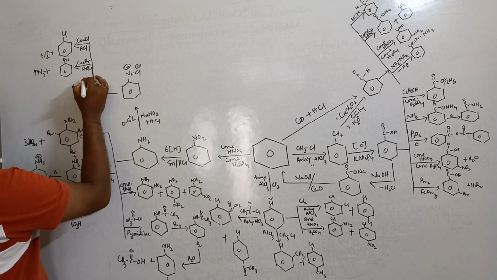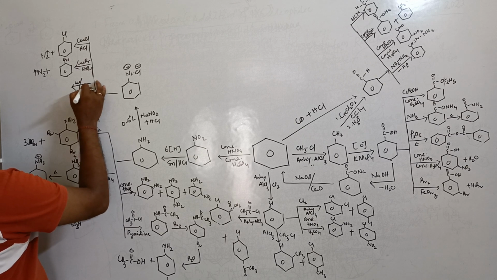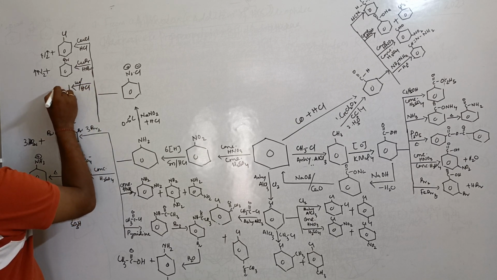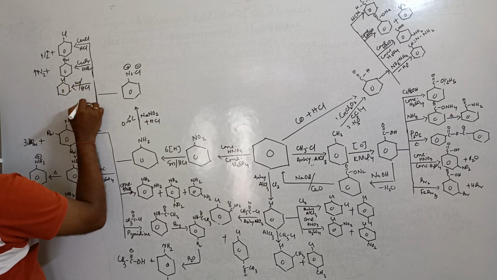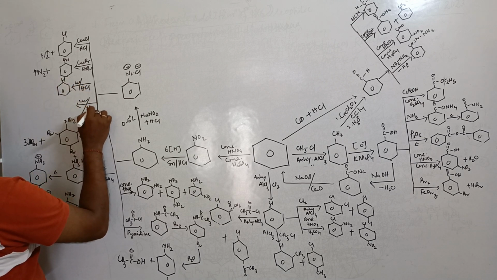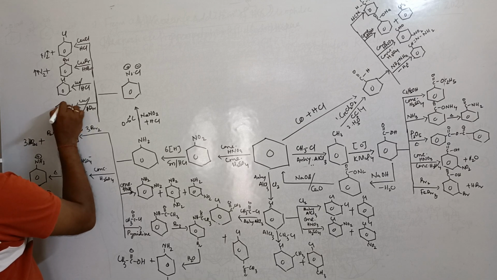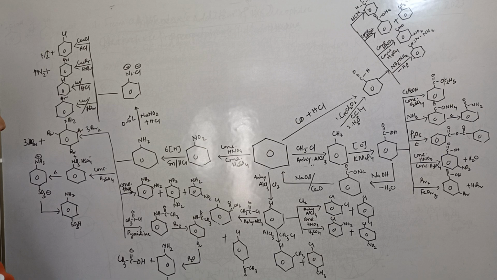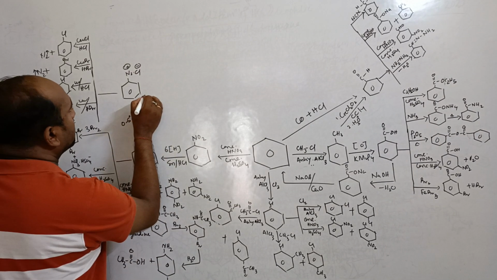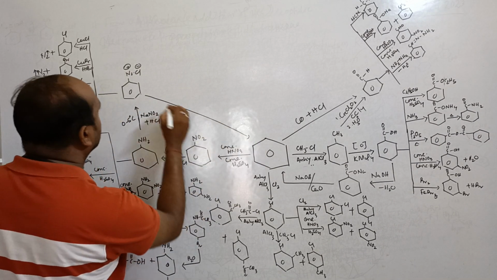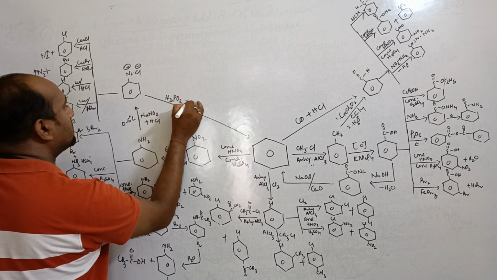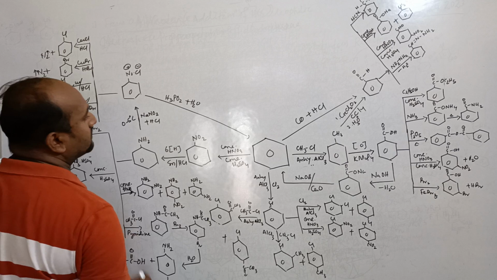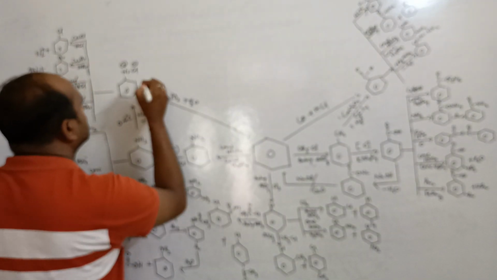Again, with copper powder, treated with HCl to form chlorobenzene, and with copper powder and addition of HBr to form bromobenzene. These two reactions are called Gattermann's reaction. Okay, again benzene diazonium chloride is treated with H3PO2 plus H2O to form benzene.